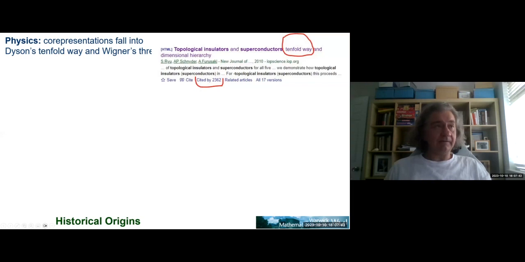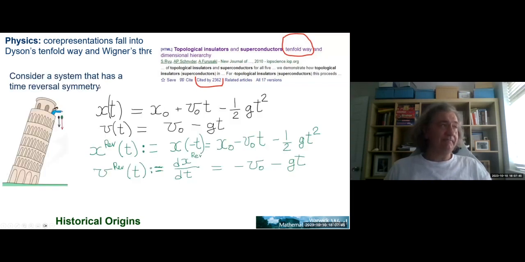But here, let's consider a physical system that has a time reversal symmetry. So this is a good example. Something is falling down, then you can reverse time, and then it's going up, and it's described by the same physical laws.